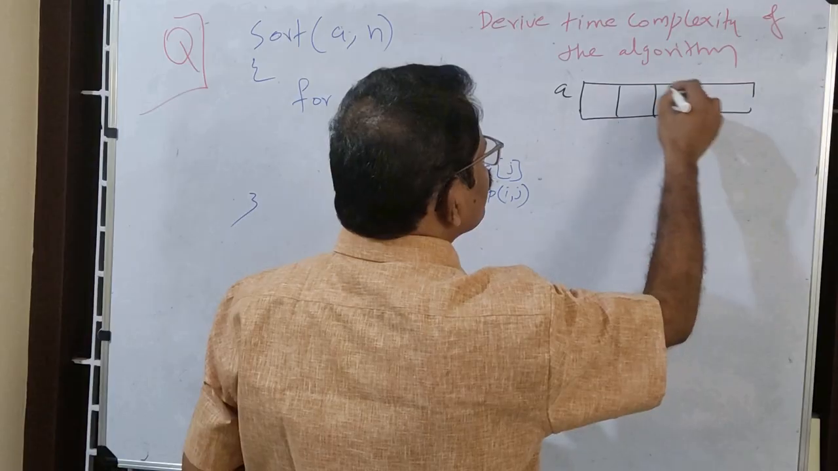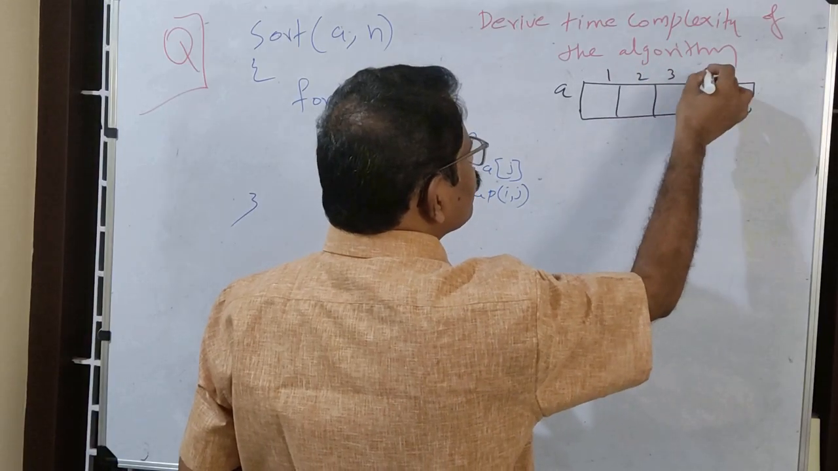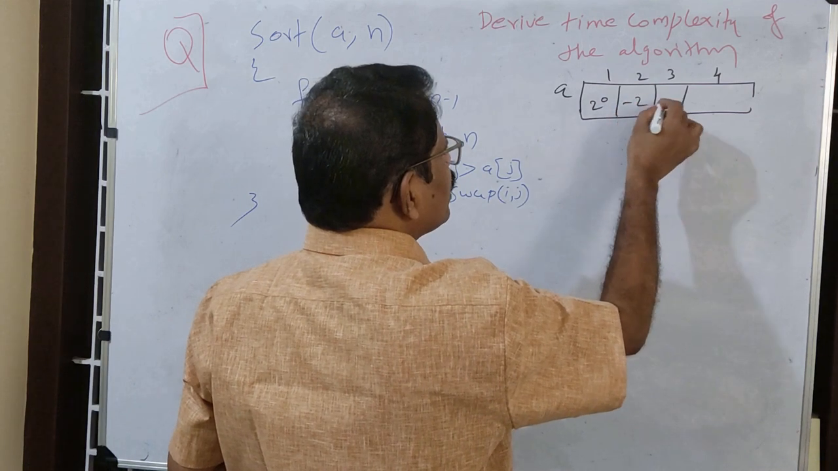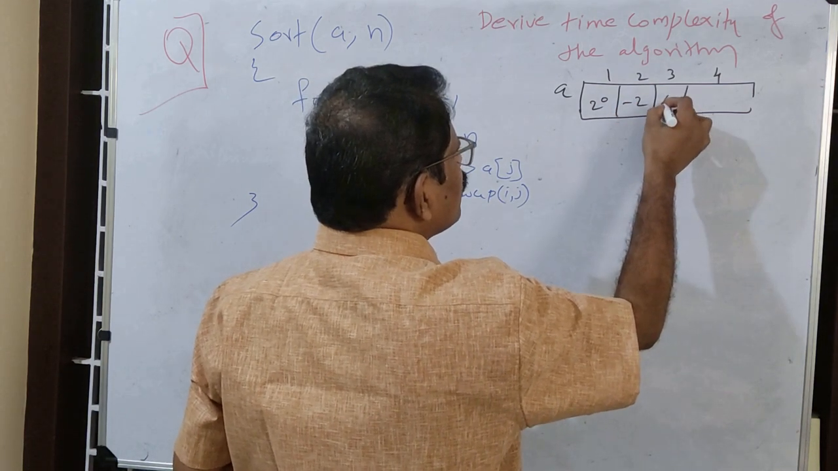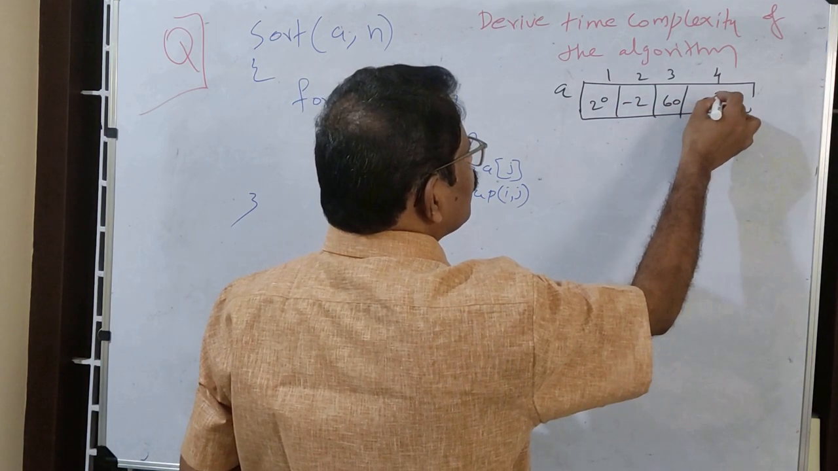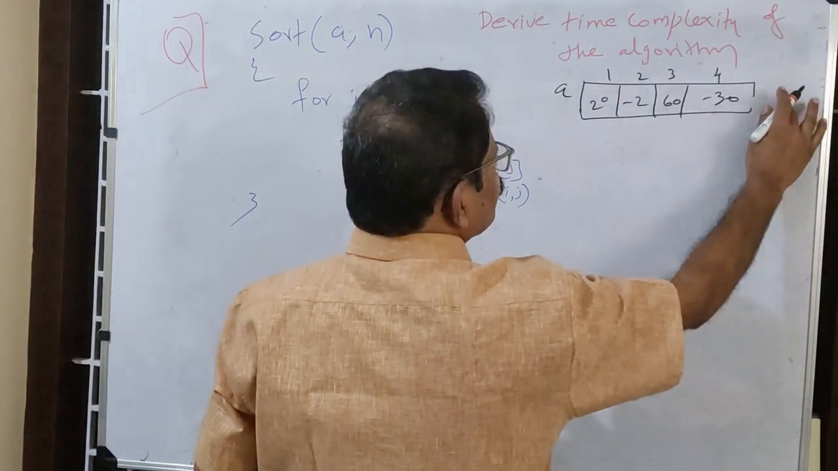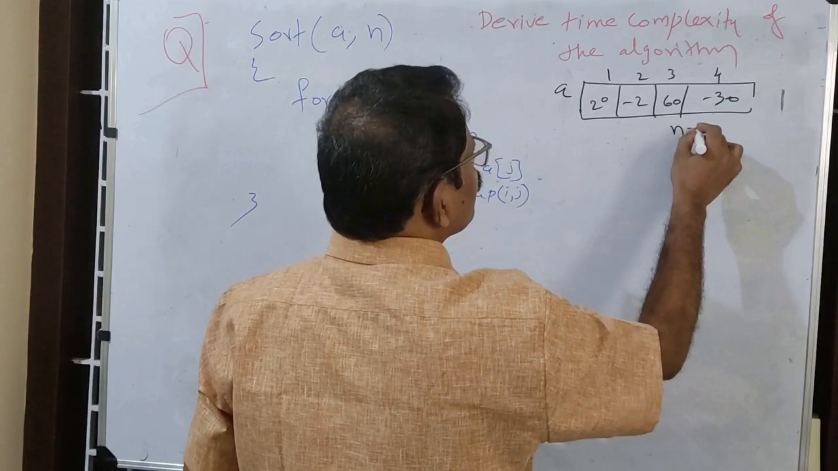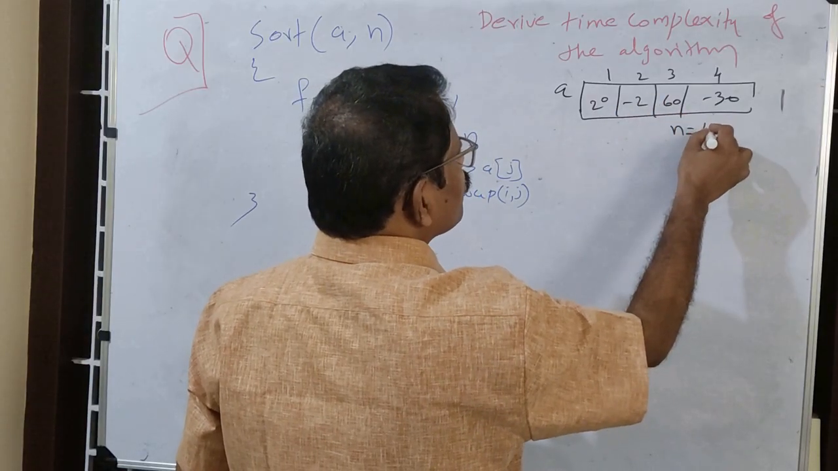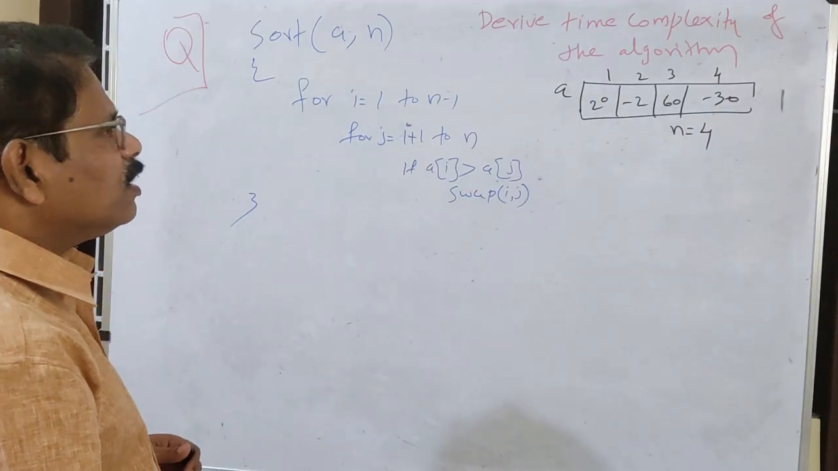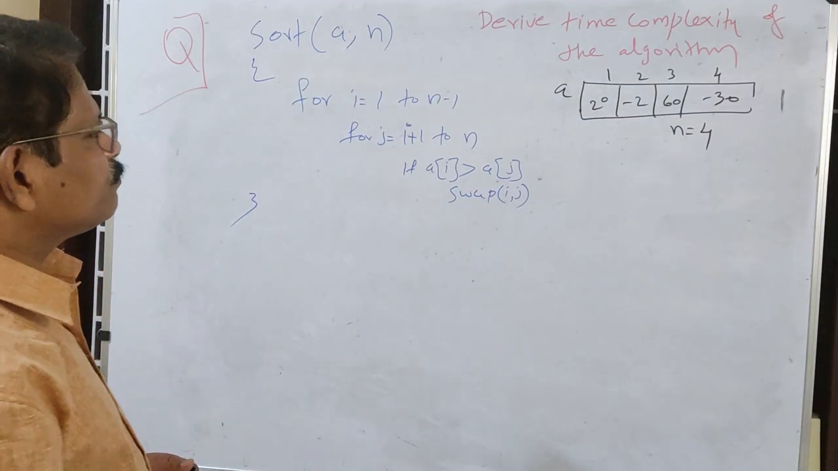with some elements: 20, minus 2, 60 and minus 30, and our n equals 4. Okay, there are 4 elements. Let us trace this first.